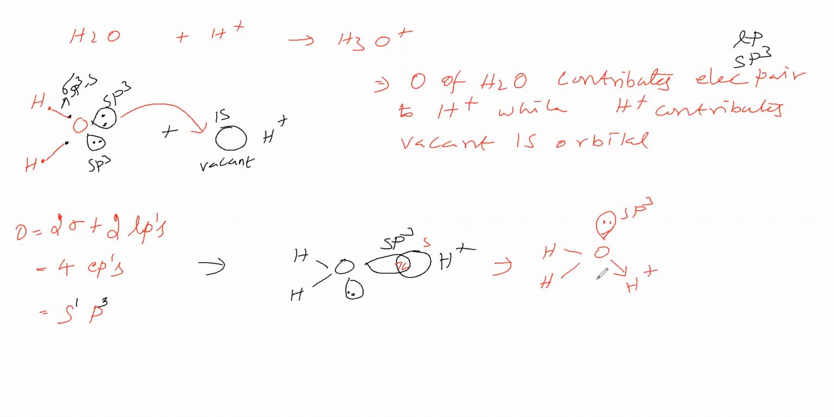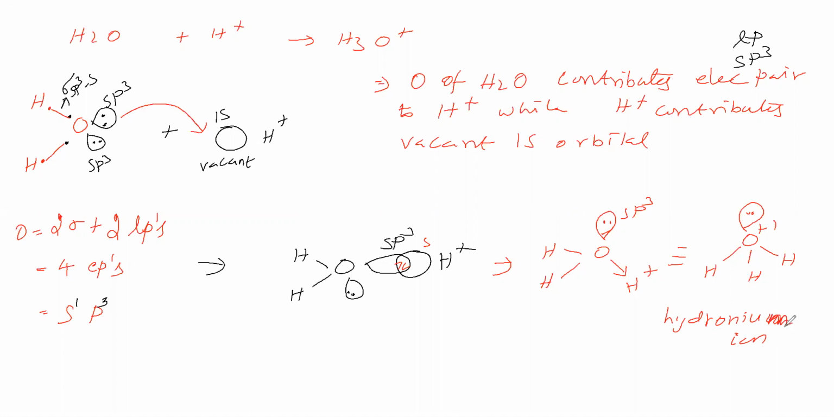Now we will write this dative bond as a normal covalent bond, for which we have to give formal charges. What formal charge do we give to oxygen? +1, because of loss of 1 electron. For H+ we give formal charge -1. Already +1 is there, therefore the net charge is 0. So this is called H3O+. This is called the hydronium ion.